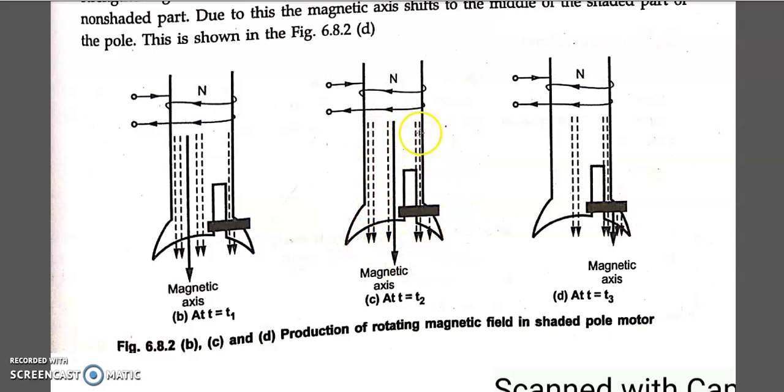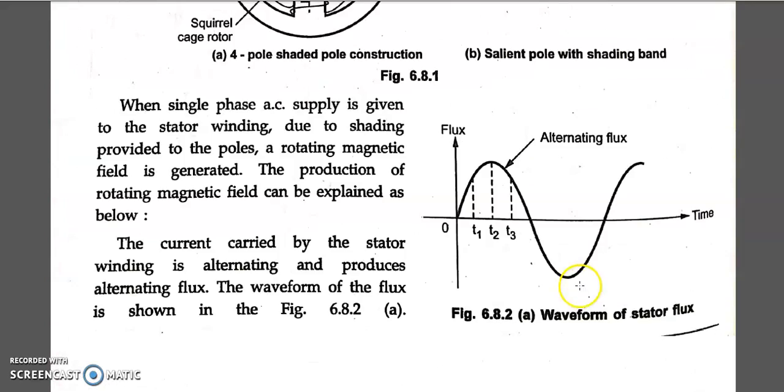Okay, so if the flux is evenly distributed, then what happens? The magnetic axis will be at the center of this pole. Yes or not? So the magnetic axis is shifted from this point to this point. Okay, from the left, before it was somewhere here, now it is shifted to the right. Fine. Now let us see what happens at t equal to t3, at the instant t3.